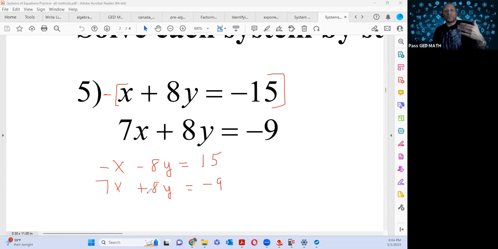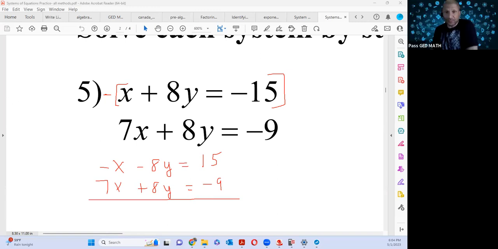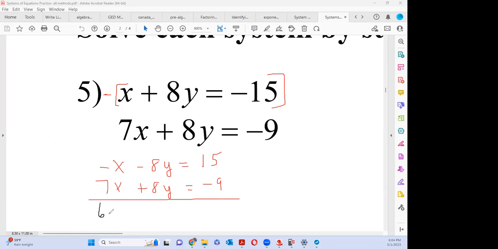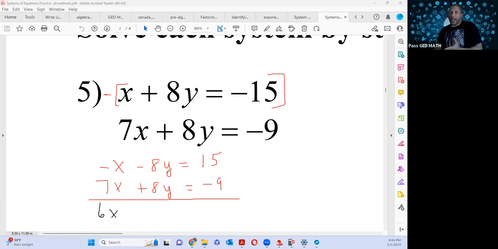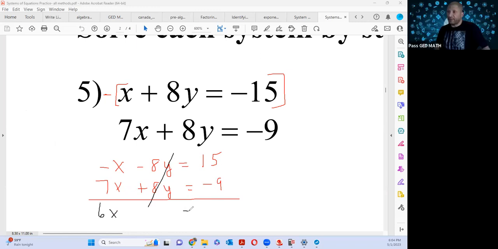For the level that the GED will have, this is probably the most difficult problem that they're going to give you in a system of equations. They're going to give you this in a word problem. So now from here, you just combine the equations. So what's 7x minus x? 6x. What happens to the -8y and the plus 8y? They cancel each other out. And then 15 minus 9 is 6. So we brought down our equal sign.